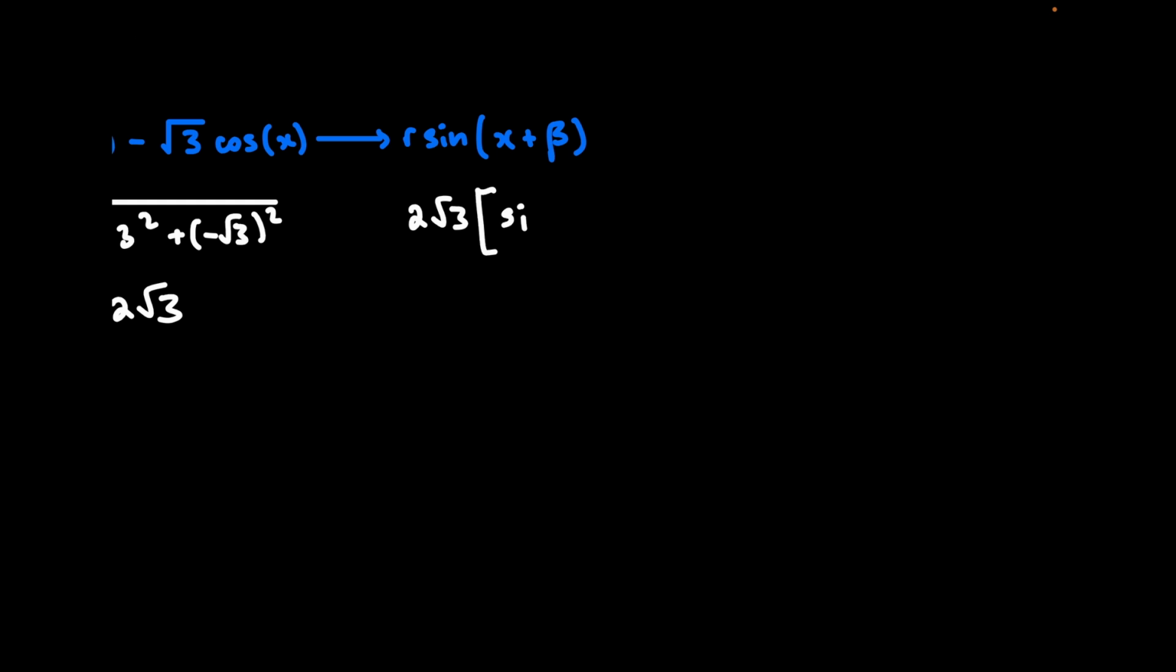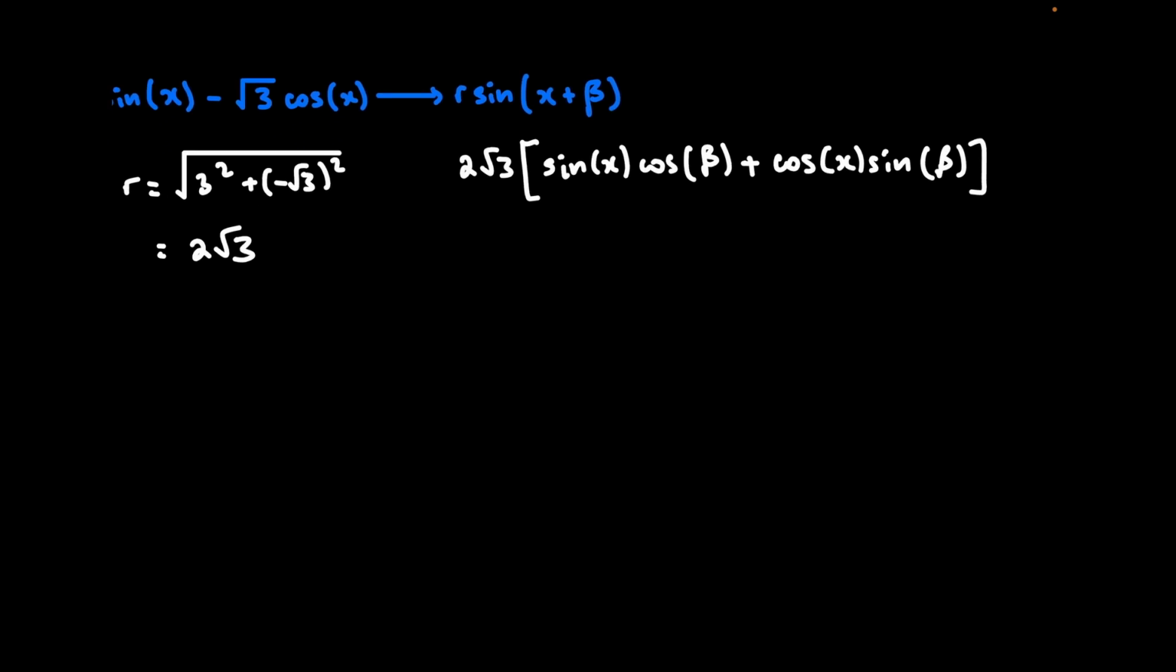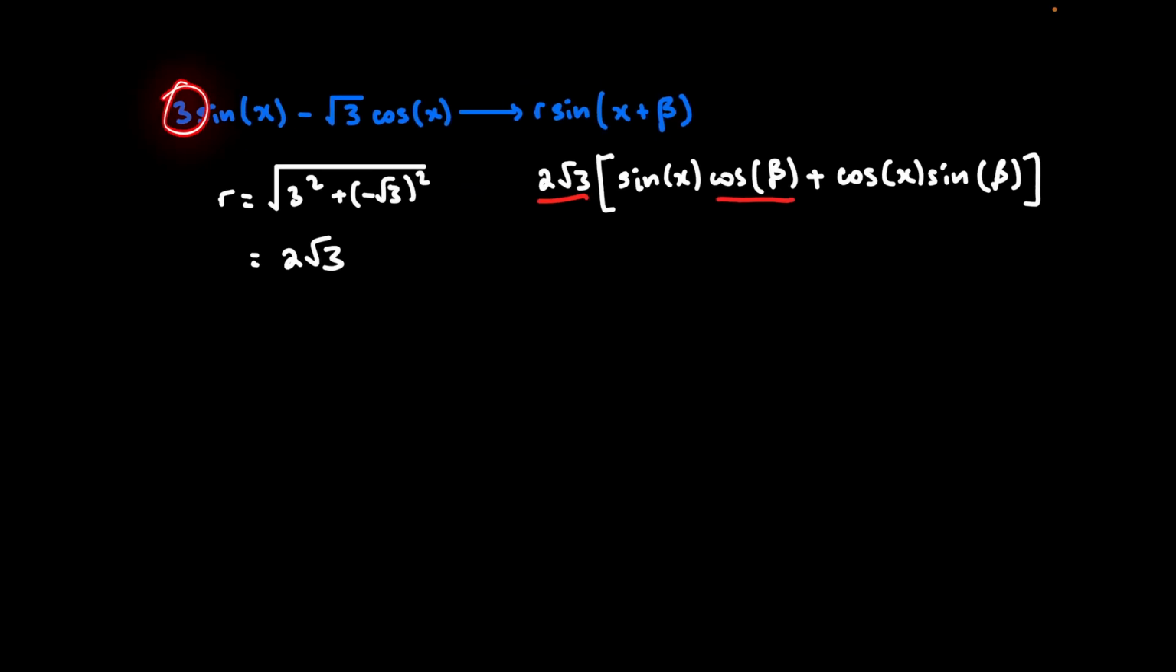That would be sine of x cos of beta plus the cos of x times by the sine of beta. So again, we know that the coefficient of sine x, in this case 2 root 3 cos beta, must equal the coefficient of sine x here. So in other words, we know that 2 root 3 cos beta is equal to 3.